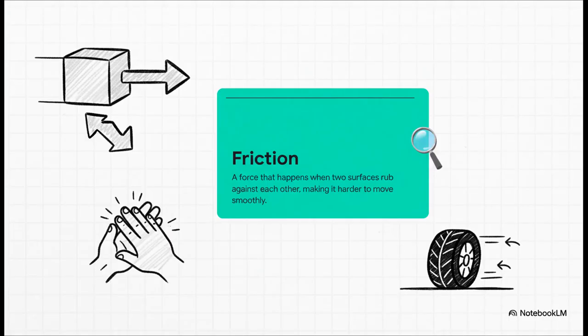So the key thing to remember about friction is this. It always works against the direction something is trying to move. It's a total force of opposition. And this is critical. It can only happen if two surfaces are actually touching, rubbing against each other.